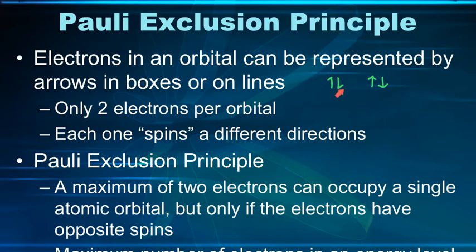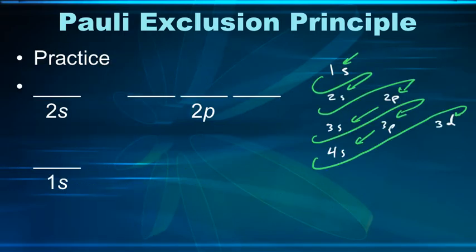And so they counter each other. So you can't have more than 2 in here, and they must be spinning in opposite directions, which is why these arrows point in opposite ways. So the Pauli exclusion principle states a maximum number of 2 electrons can occupy a single atomic orbital, but only if the electrons have opposite spins. The maximum number of electrons at an energy level is still 2n squared.